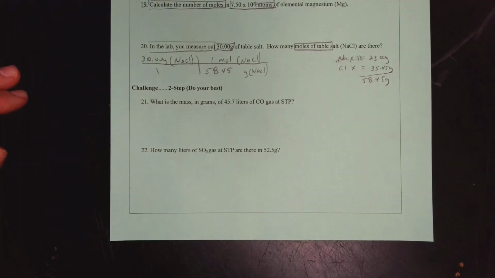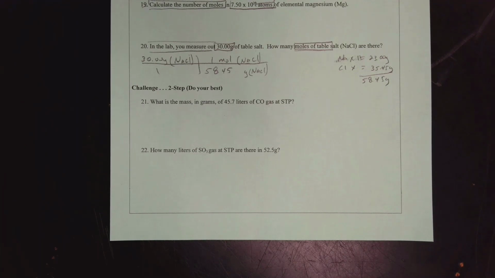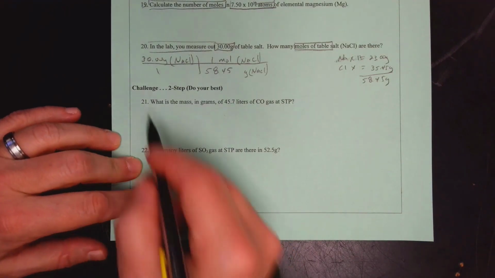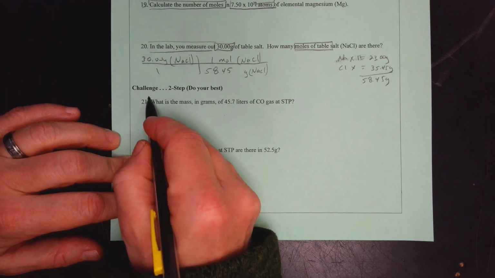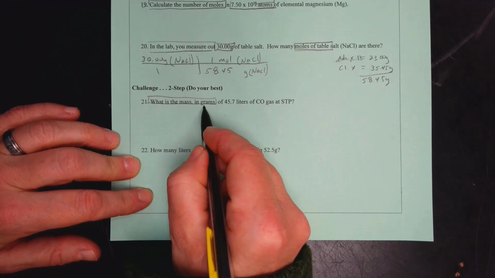Now, the ones I am going to work on, I'm actually going to work on these challenge problems for you because we haven't really talked about this yet. I have kind of warned you that we would spend some time later in the week doing these 2-step problems. And the 2-step problems are not nearly as scary as they may sound. But what you have to remember is you're going to have a little bit bigger T-chart. All right? So we want to go ahead and start with this. We have what is the mass in grams? So we know we're dealing with a molar mass problem.